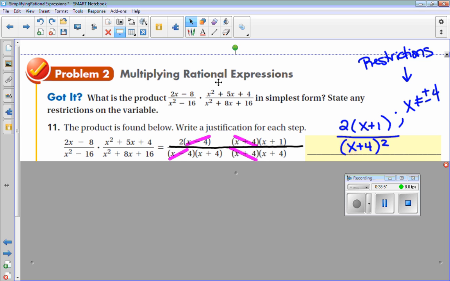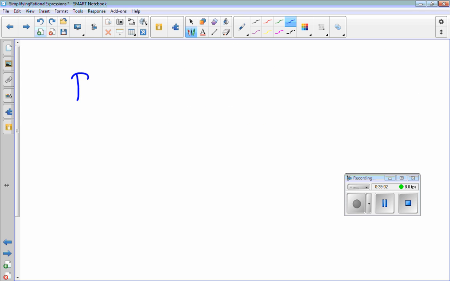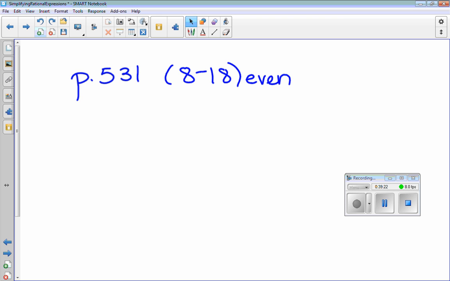All right, let me go ahead and assign you what your homework is. Only simplifying and multiplying. We'll get to dividing next week. So on page 531 of your textbook, I'm going to have you guys do 8 through 18 even. It's really 6 problems. It's not that many. So 6 problems. I think you can do it. Don't you? Yeah. All right.